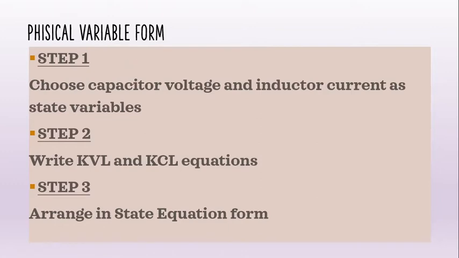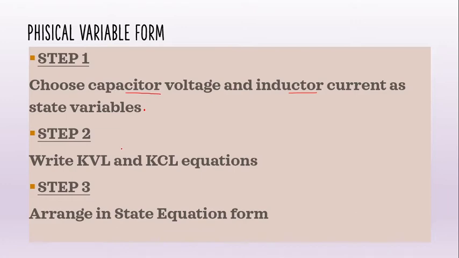If it is an electrical network, first we discuss an electrical network. About an electrical network, the step will be we need to take capacitor voltage and inductor current as the state variables. What we have to choose? We have to choose capacitor voltage as a state variable and inductor current as a state variable. Okay.